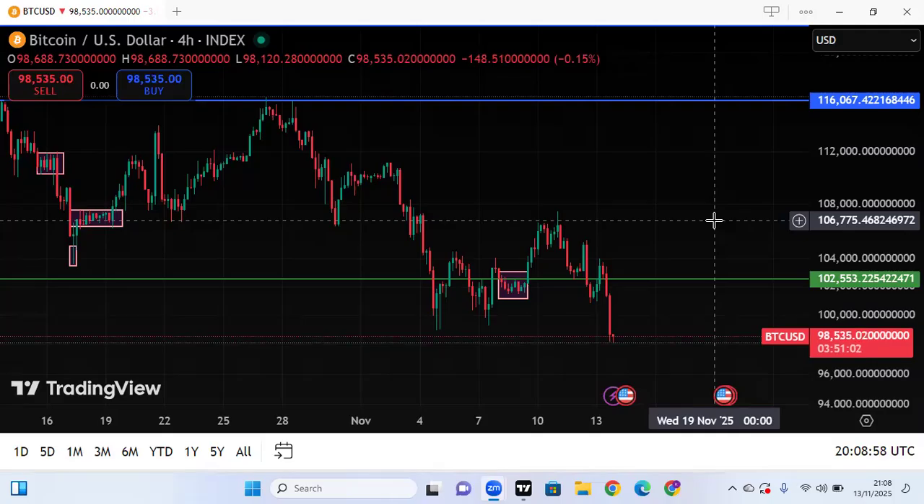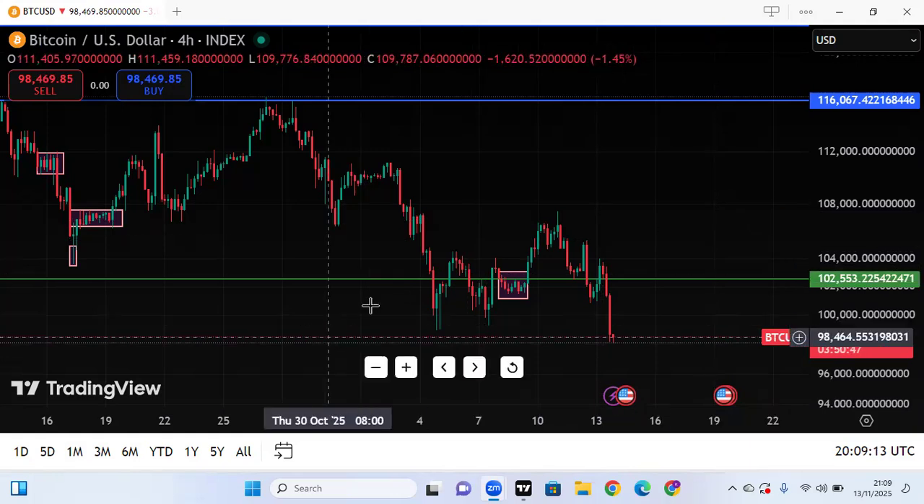What we are doing today is risk management and entries. So now, calculating lot size correctly. Your lot size determines how much money you are risking per pip.